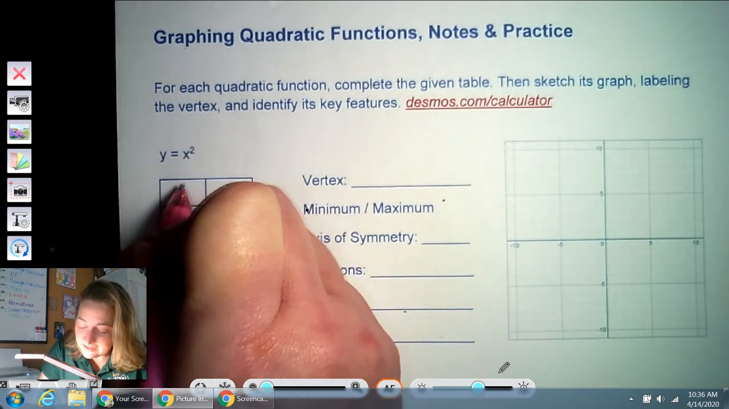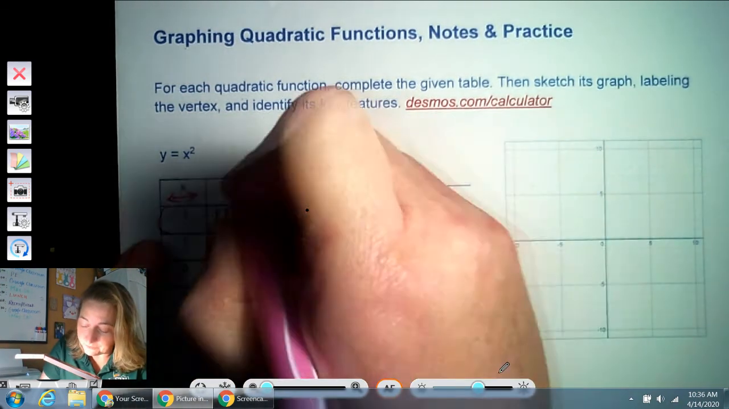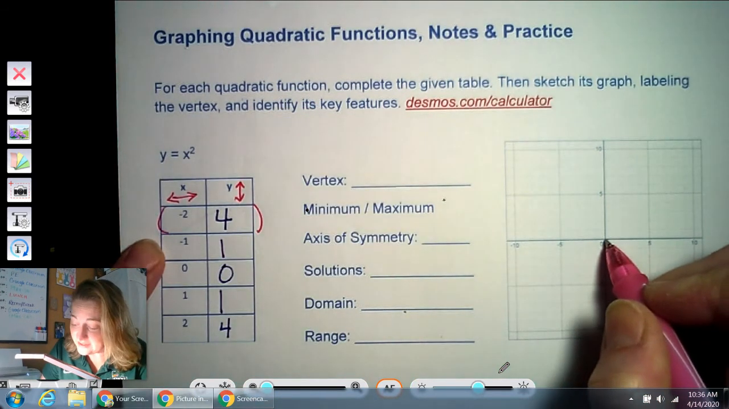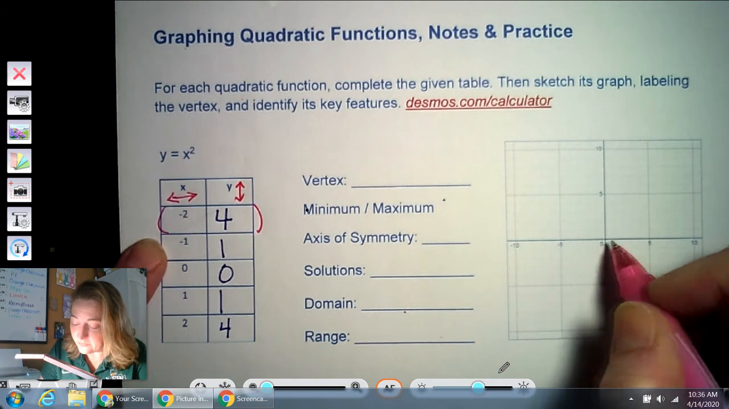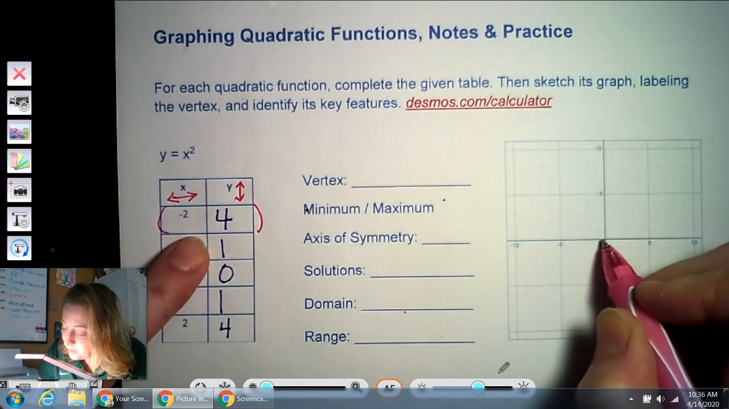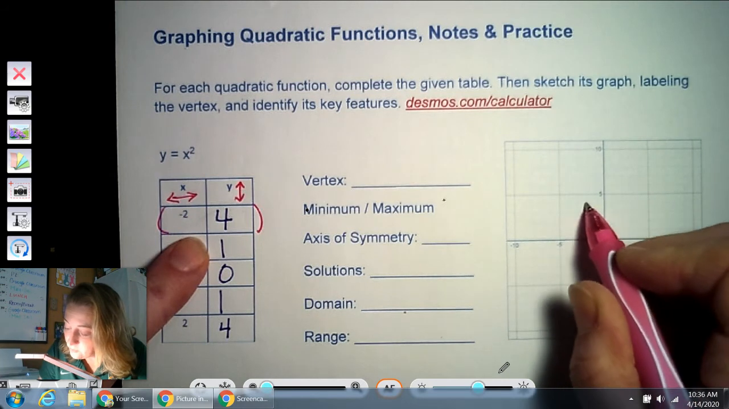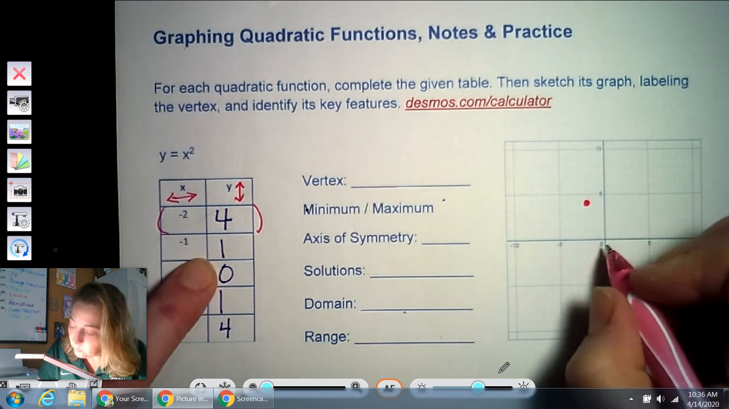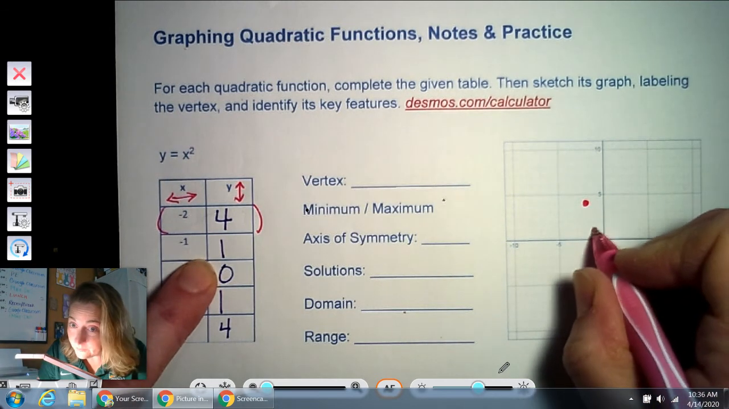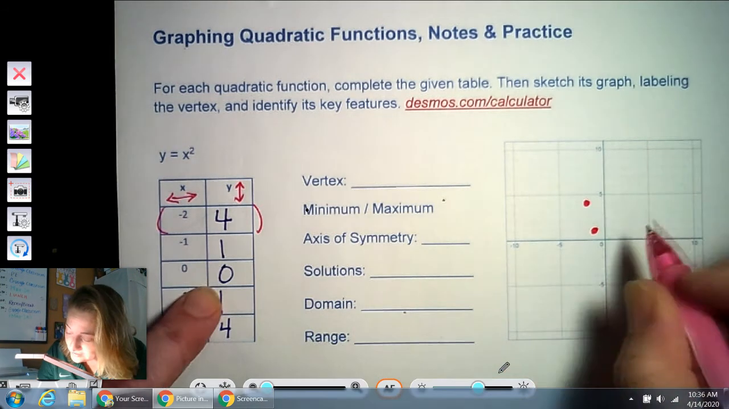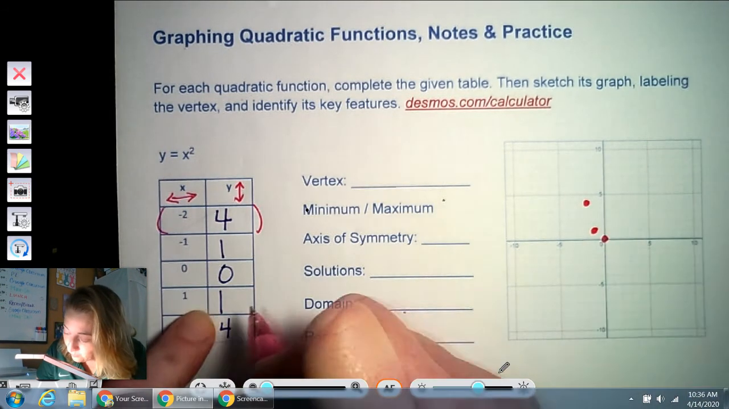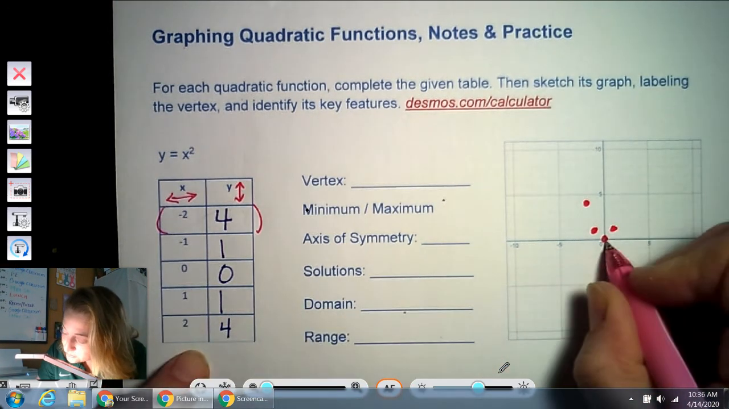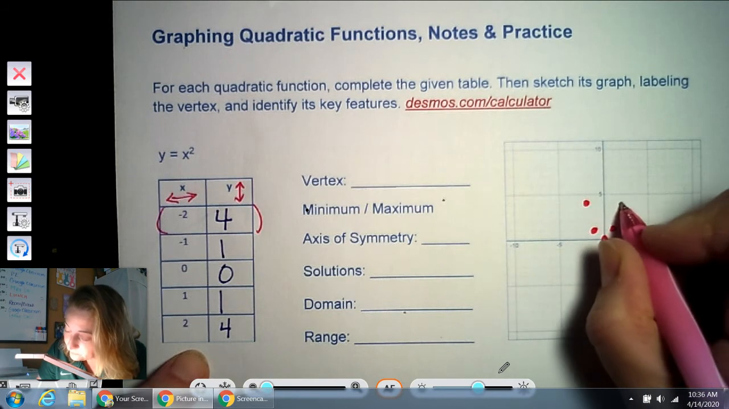So remember that x is how far I go left and right. Y is how far I go up and down. And we always start at the vertex. That's the 0, 0, right here where our axes meet. So -2, 4 means I'm going to go back 2, up 4, and I'm going to put a point right there. Then I have a point at -1, 1, so I'm going to go back 1, up 1. I have another point at 0, 0, at 1, 1, so I'm going to go right 1, up 1, and then at 2, 4, so right 2, up 4.